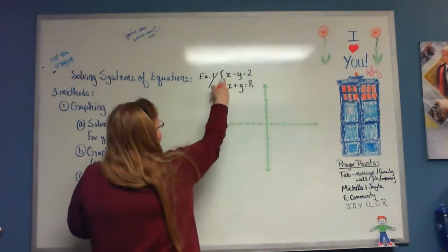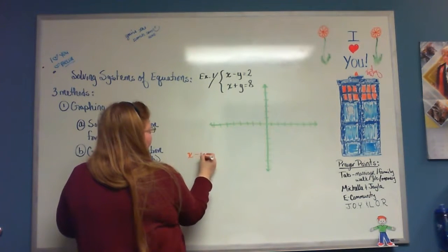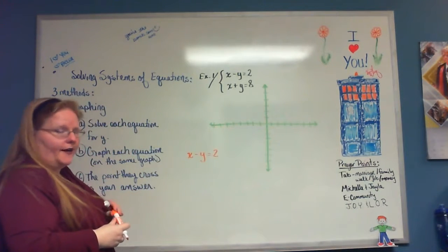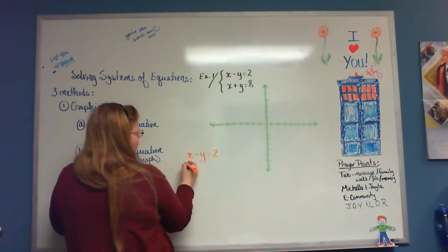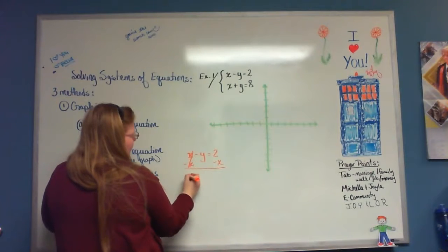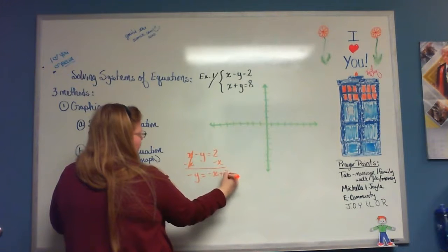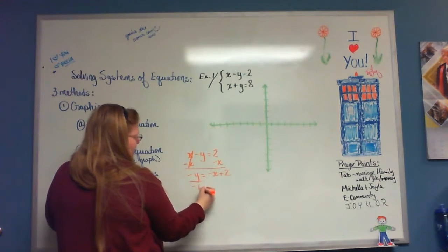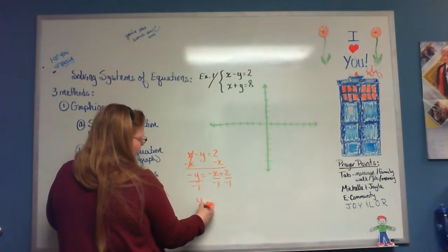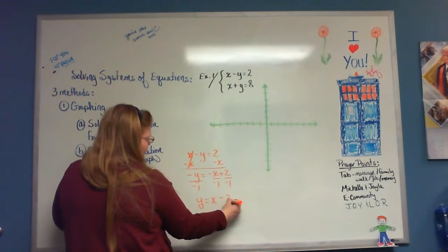If I were going to solve the first one, I'm going to do it in orange so it'll show up. x minus y equals 2. I need to solve it for y. So I'm going to subtract x from both sides. That gives me negative y equals negative x plus 2. And then I have to divide everything by negative 1 to get rid of my negative. So I have y equals a positive x minus 2.